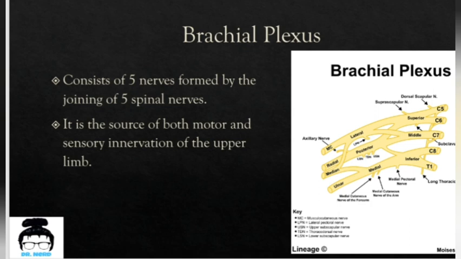Brachial plexus, it consists of 5 nerves formed by the joining of 5 spinal nerves. It's the source of both motor and sensory innervation of the upper limb.